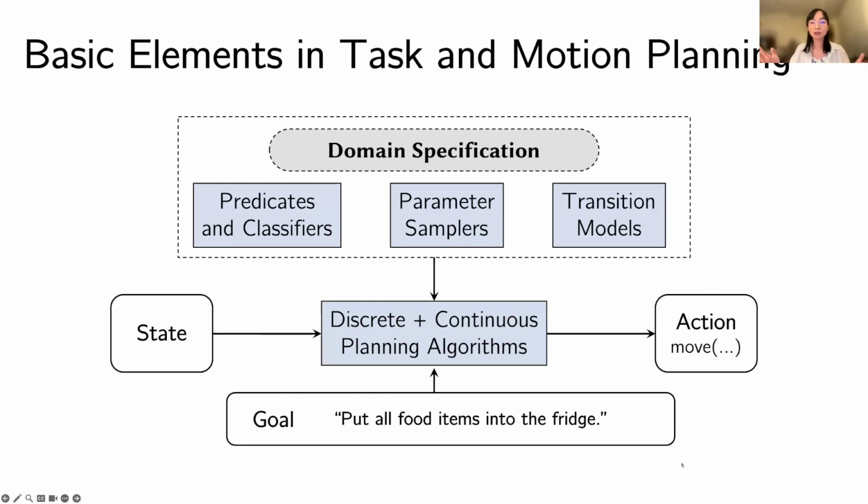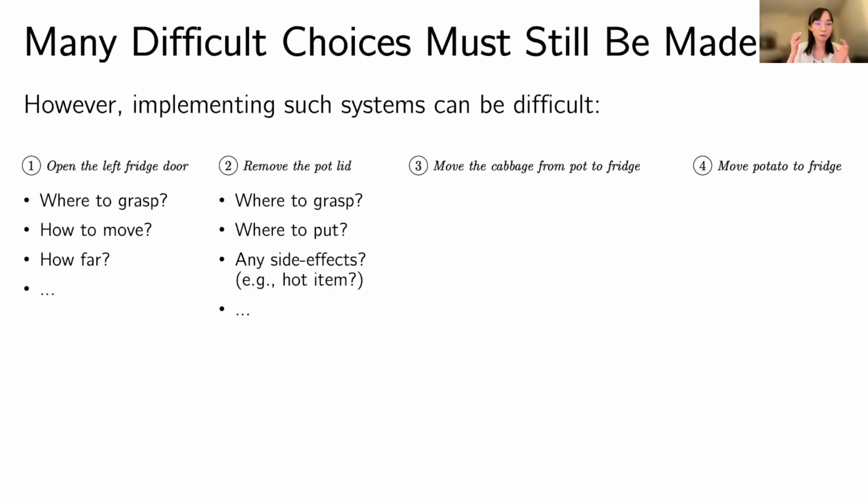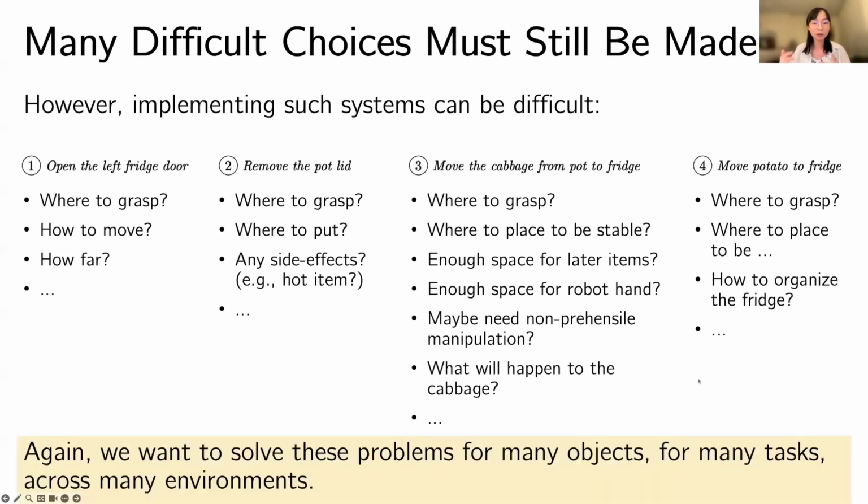This framework is pretty general, but when it comes to implementation, there are a lot of difficult choices to be made. For example, if you want to open the left fridge door, we need to reason about where to grasp, how to move myself, and how far I should open it. For the pot lid, we need to understand where to grasp and where to put it. Will there be any side effects? For example, if the pot lid is very hot, we need to be careful about placing it. The same is true for moving cabbage and moving potatoes. Again, our final goal is to develop algorithms that can solve all these kinds of problems for many different objects, many different tasks, and across many different environments.